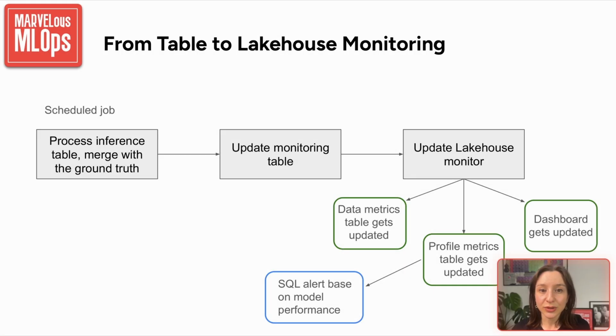Ideally, you should set up an automated job that processes the raw inference table into a structured monitoring table. This monitoring table would be used to update or generate a metrics table and automatically update the dashboard. You can also configure alerts, so you are notified when performance drops or data shifts, helping you take quick actions like retraining or redeploying the model.